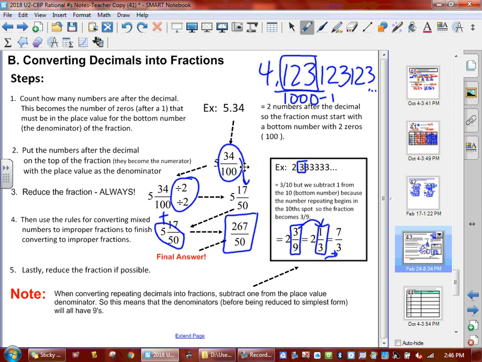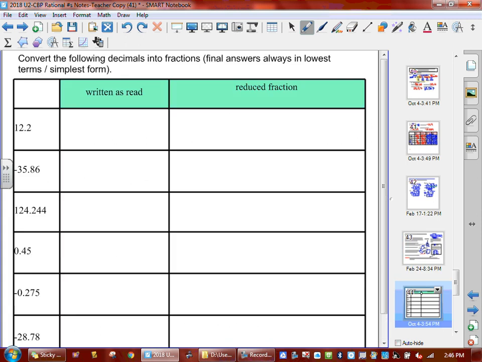So now we're going to practice this. We're going to do it together. Don't worry. All right. Written as read. So we're going to write the words. How would you read what we see right here?